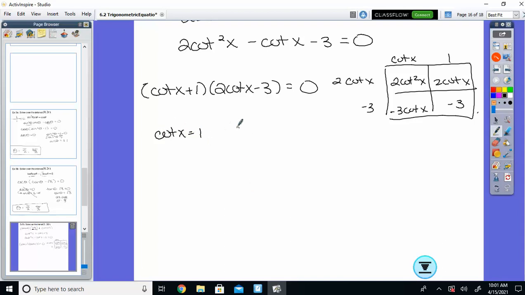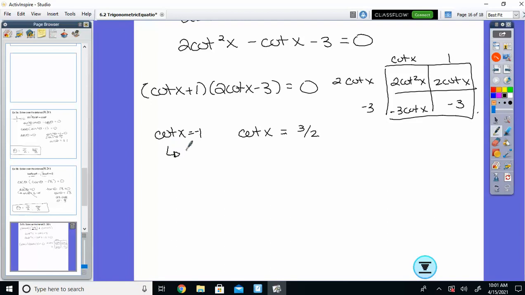So cotangent would be a -1 and a +3/2. Okay, if it's one that we know, I expect you to give me the exact value. So if you typed in cotangent x equals -1 on your calculator and gave me the decimal, I would take off. Because we know when cotangent is -1.